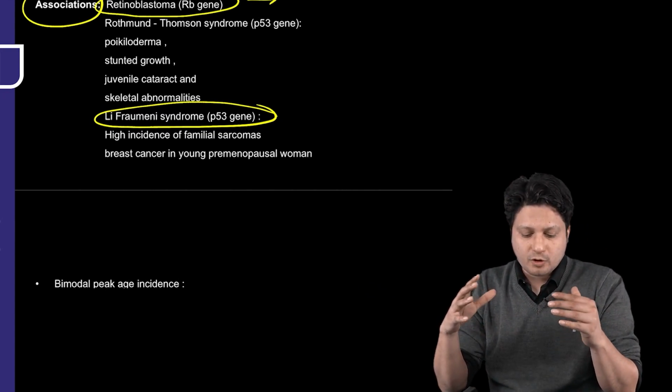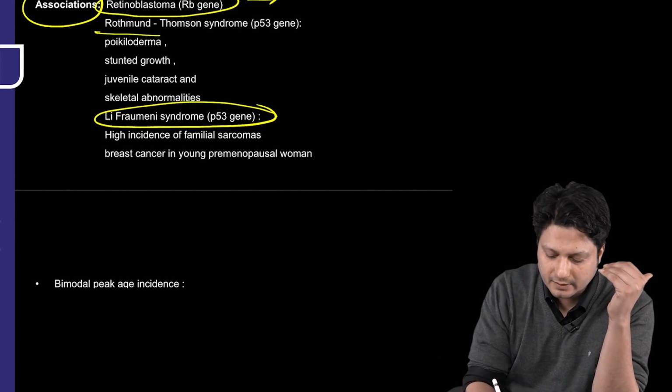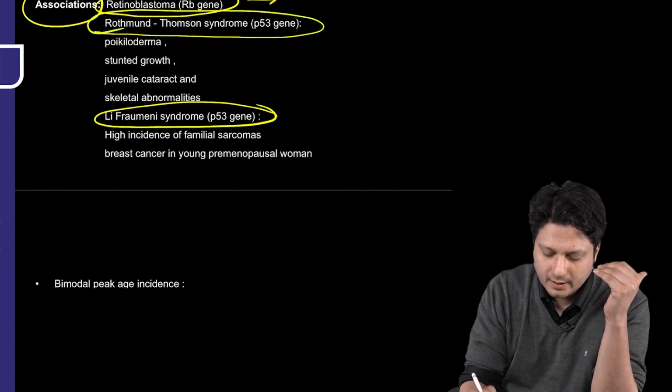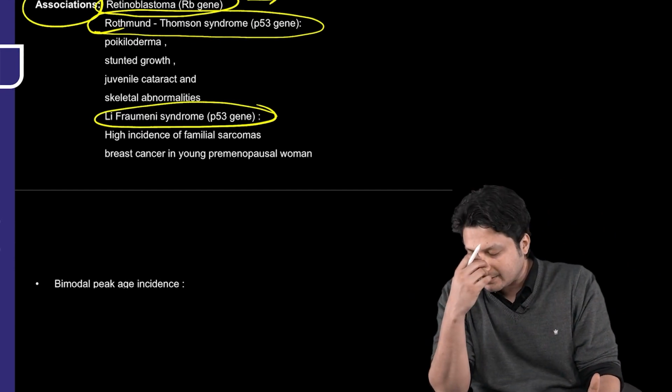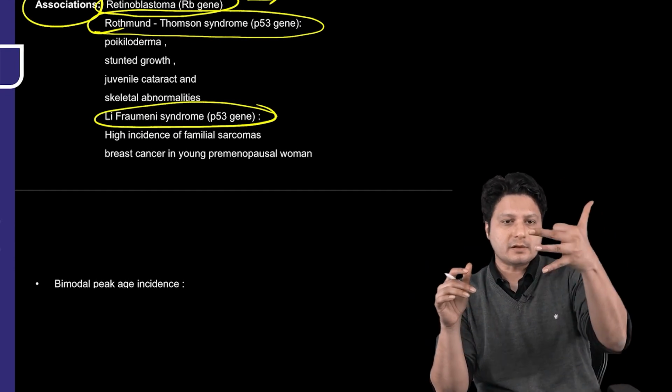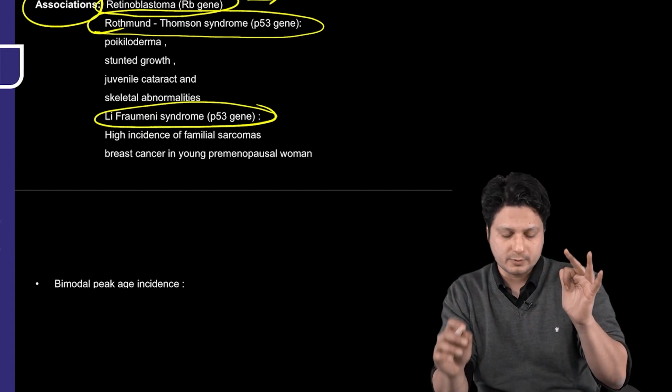And finally, the Rothmund-Thomson syndrome. This is the third association. The features of Rothmund-Thomson syndrome are poikiloderma, stunted growth, juvenile cataract, as well as skeletal abnormalities. So these are the three associations you have to remember: retinoblastoma, Li-Fraumeni syndrome, and Rothmund-Thomson syndrome.